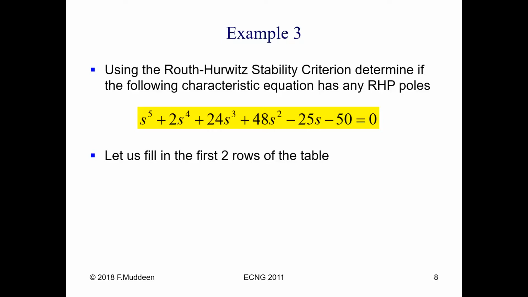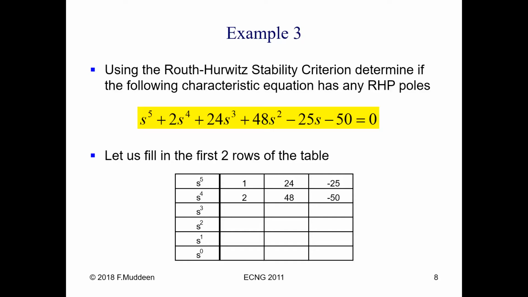For condition 3, we're going to observe a new characteristic equation here, and we're going to start filling out the rows accordingly as well. So we start here with S to the power 5 coefficient being the highest power of S in the characteristic equation. So we start with all odd powers of S and extract their coefficients. So 1, 24, and minus 25, as we can see here. And then the next highest power of S is S to the 4, meaning that we start with all the coefficients that are even powers of S. So 2, 48, and minus 50.